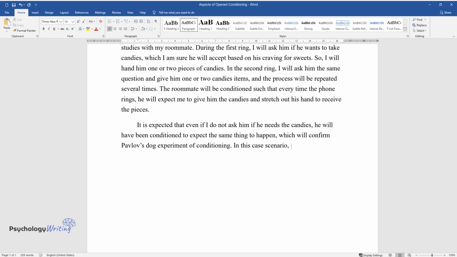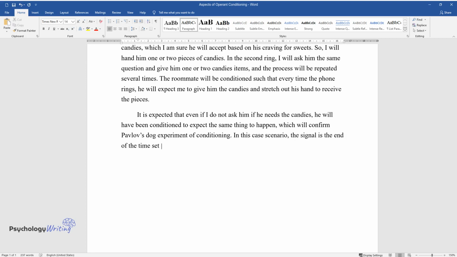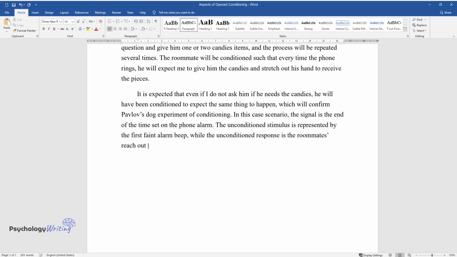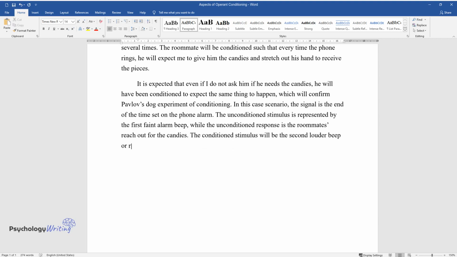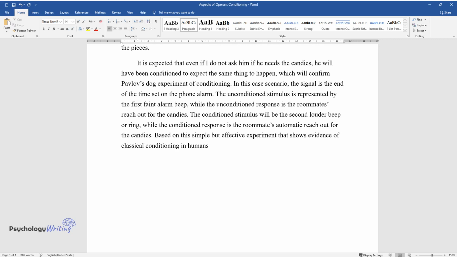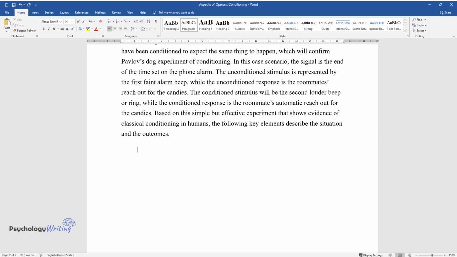In this case scenario, the signal is the end of the time set on the phone alarm. The unconditioned stimulus is represented by the first faint alarm beep, while the unconditioned response is the roommate's reach out for the candies. The conditioned stimulus will be the second louder beep or ring, while the conditioned response is the roommate's automatic reach out for the candies. Based on this simple but effective experiment that shows evidence of classical conditioning in humans, the following key elements describe the situation and the outcomes.